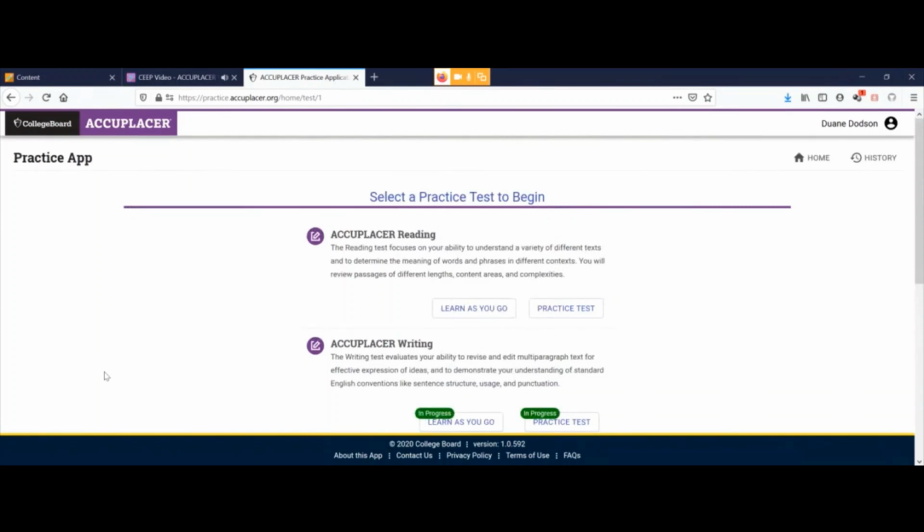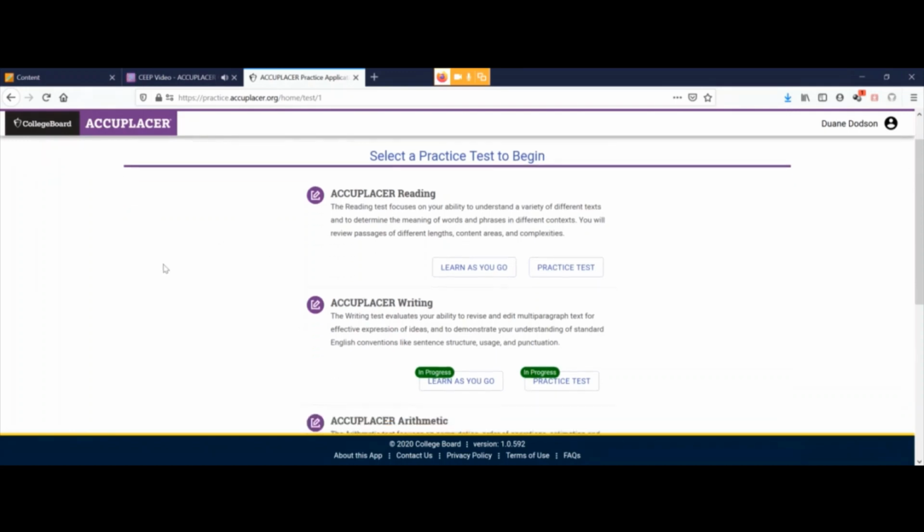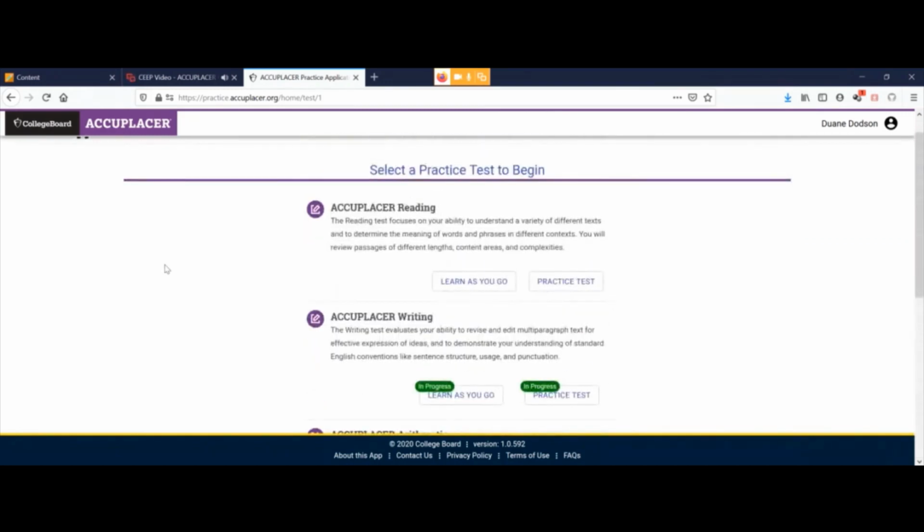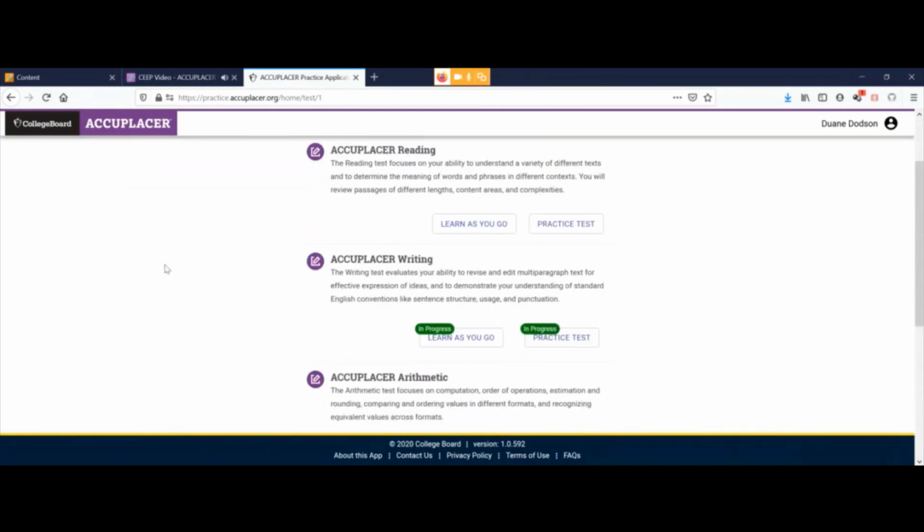All right, so I'm sharing the screen now. To access this screen, you want to simply Google ACCUPLACER.org, and that will take you to the practice app, and you'll click on the practice app, and that will take you here. Now, you can see that there are a number of different tests here. You can practice for all of the tests that you have to take, but of course, we're focused today on the writing test, and that's where we're going to go here.